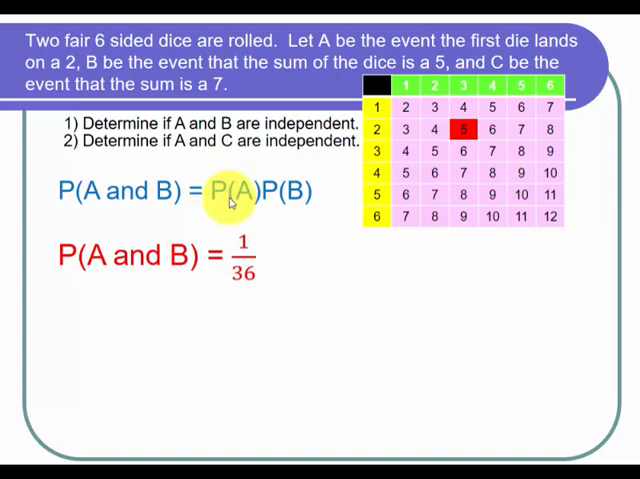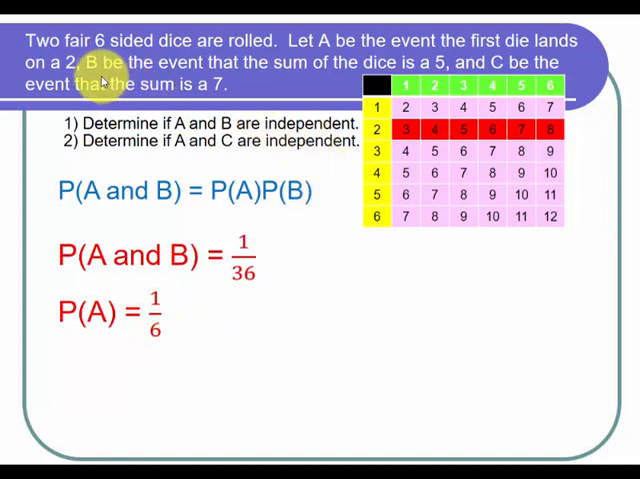Now let's find the probability of A, that the first die is a 2. So now we just say, well, there's 6 sides for that first die. One of those is a 2, and that gives 1 over 6 for the probability of A.